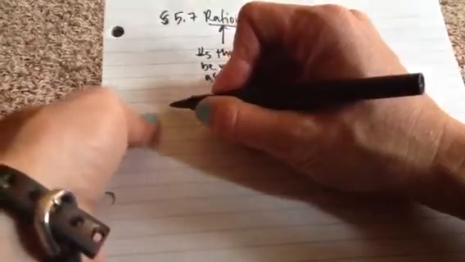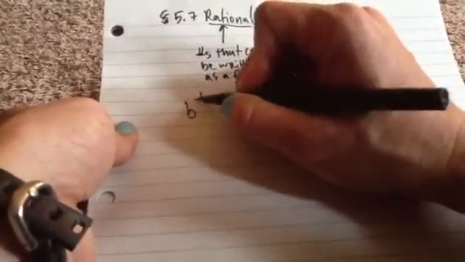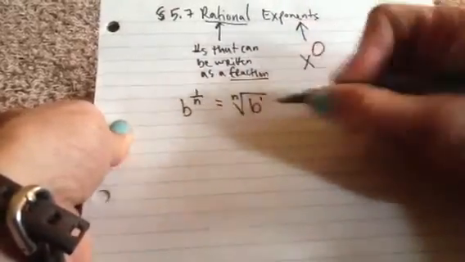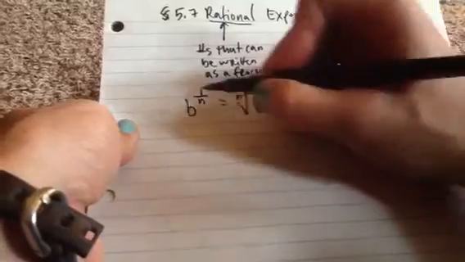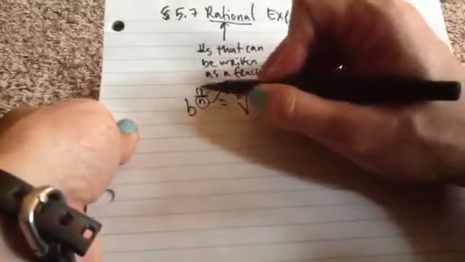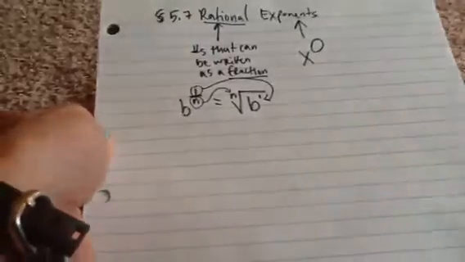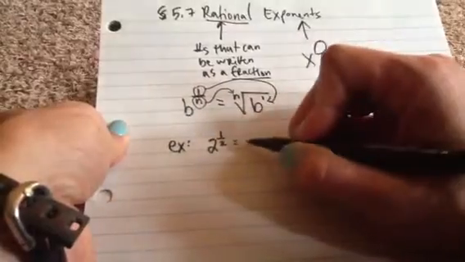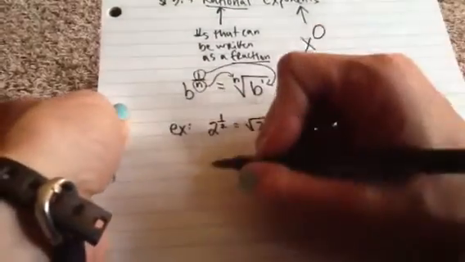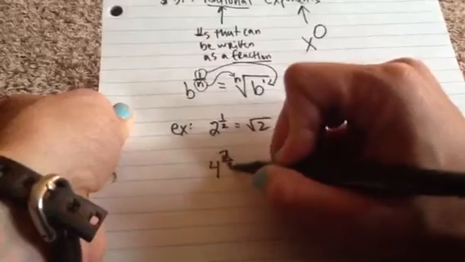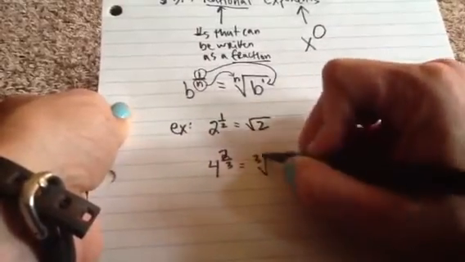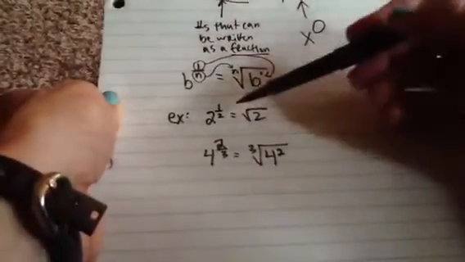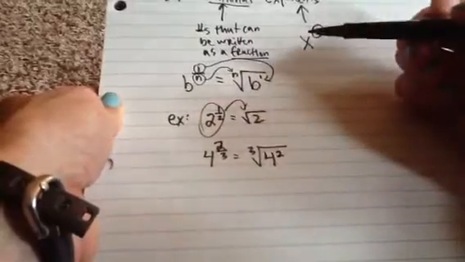So let's say that if b was raised to the 1 over n power, that's the same as the nth root of b to the first. What's underneath goes on the outside, what's on the top goes on the inside, and it's the same pattern. For example, if we had 2 to the 1/2 power, that's the same as the square root of 2. 4 to the 2/3 power is the same as the cube root of 4 squared. That's going from an exponent to a radical.